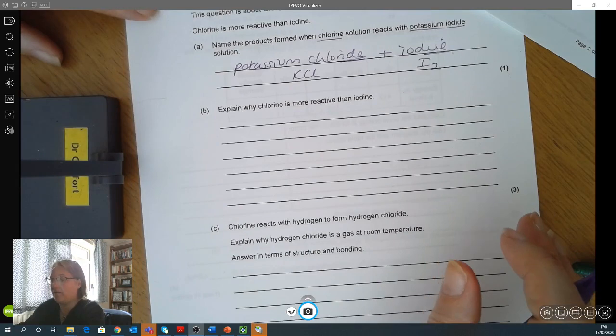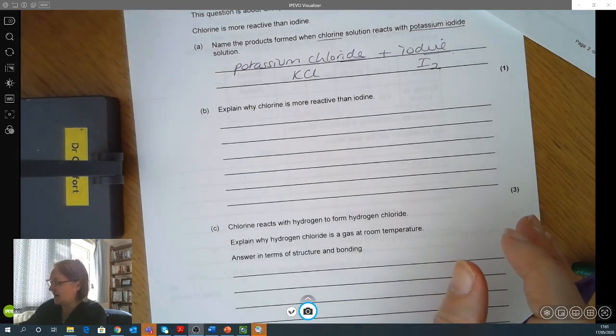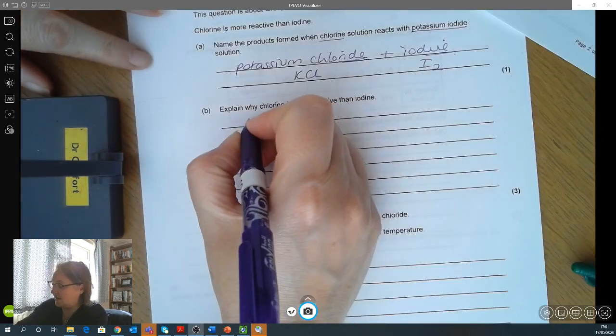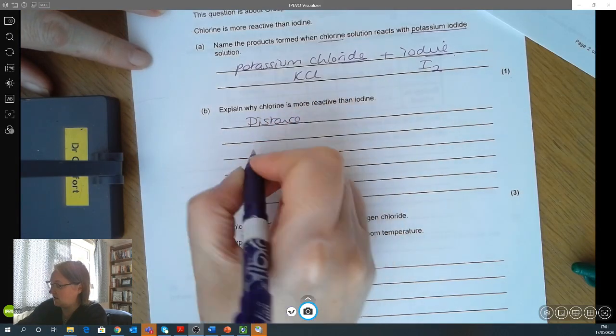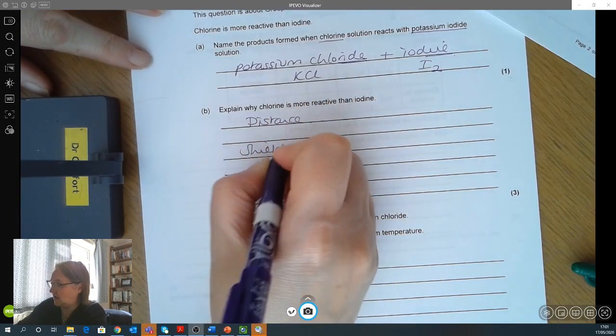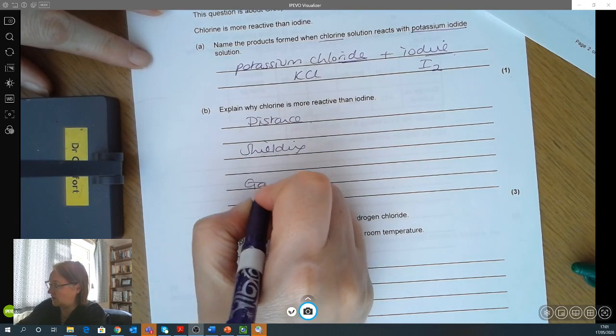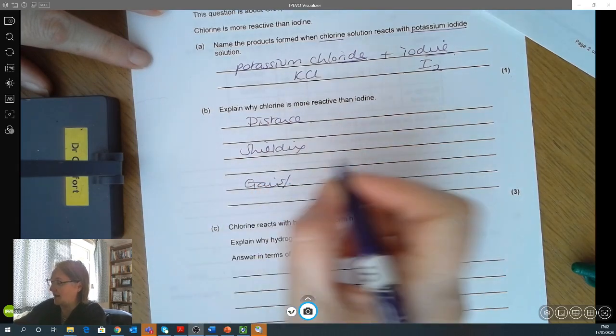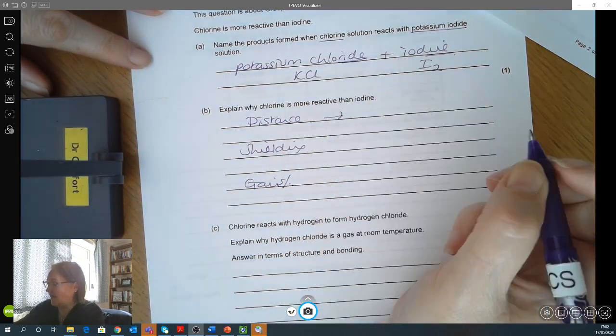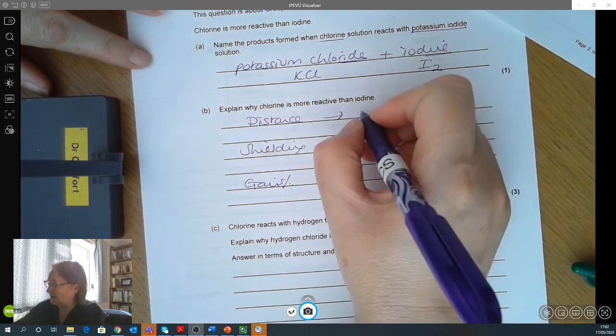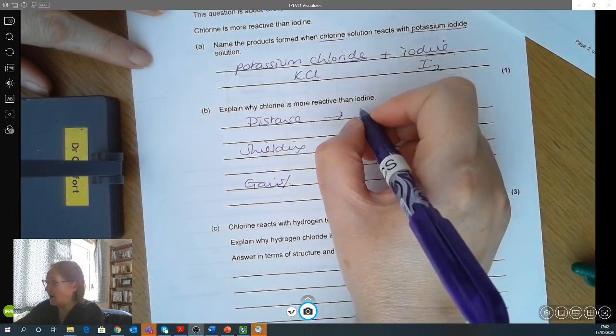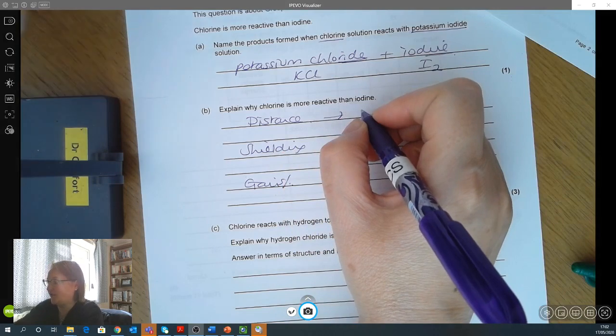Why is chlorine more reactive than iodine? Well, we always need to say the same things, don't we? We need to mention distance, shielding, and whether it gains or loses. And in this case, it gains, doesn't it? So therefore, the outer electron, I'm going to say why chlorine is more reactive than iodine.